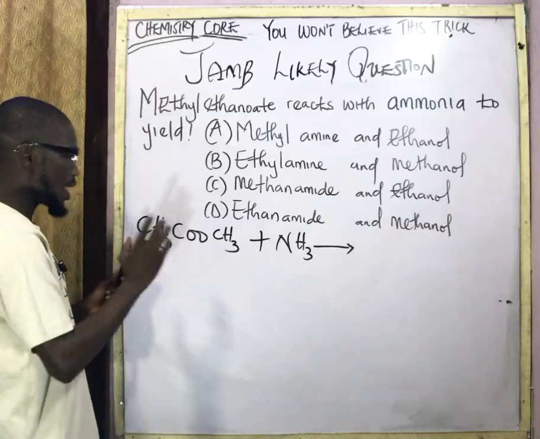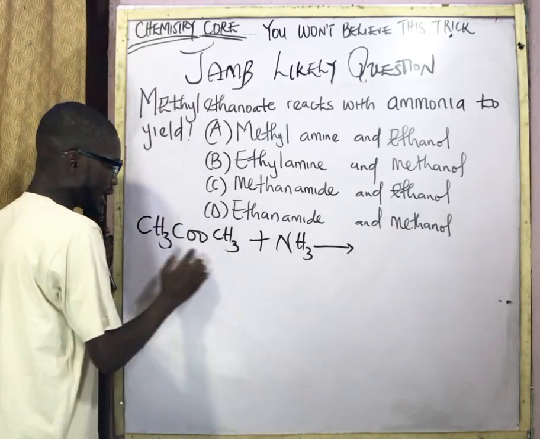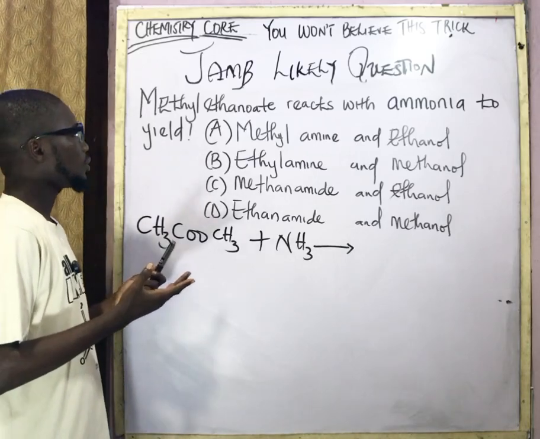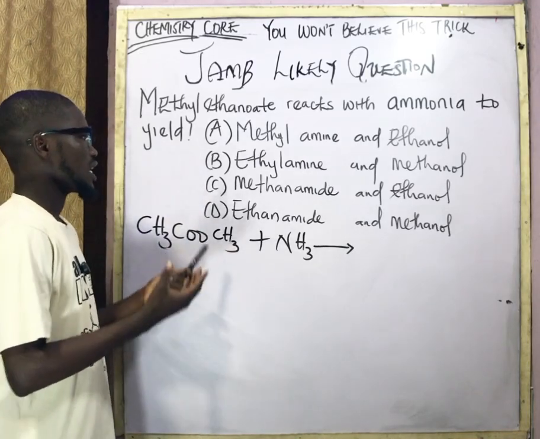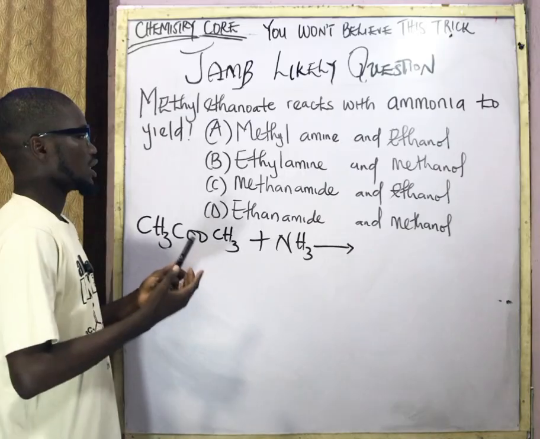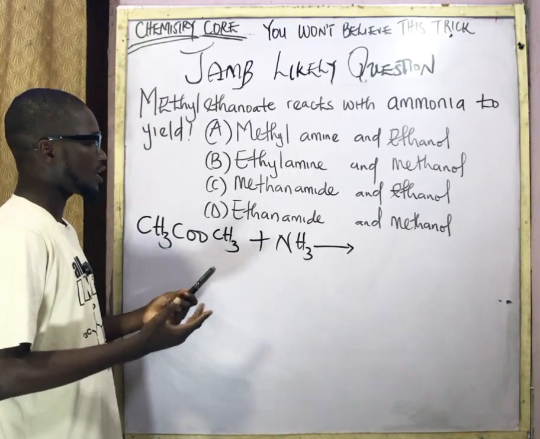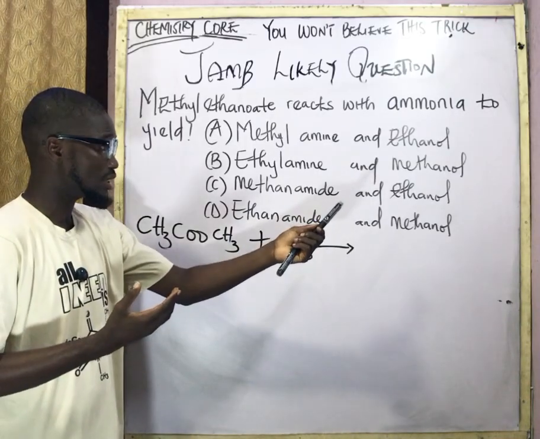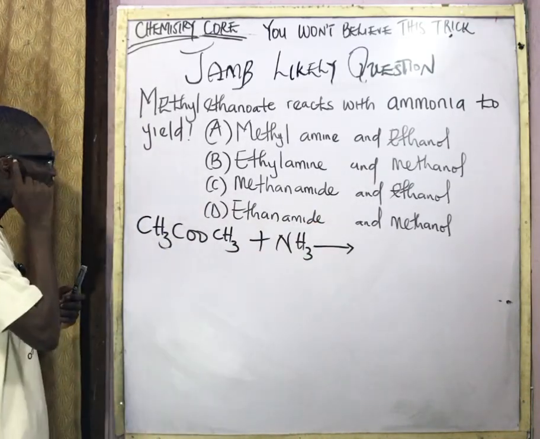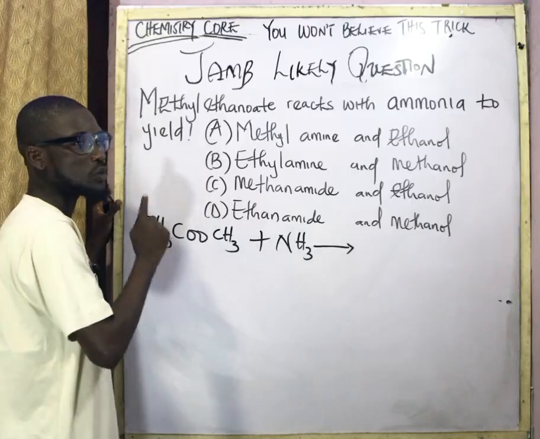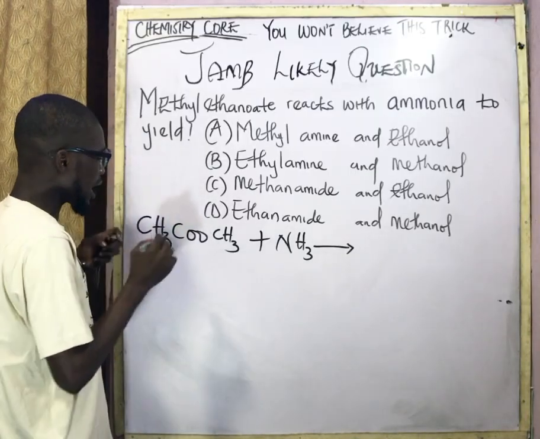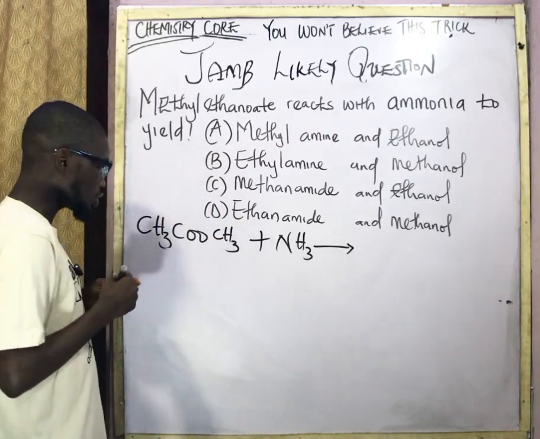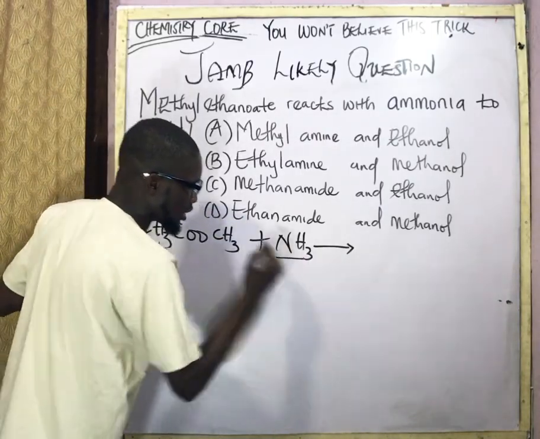So guys, we have methyl ethanoate and we have ammonia. And according to the options, we have methylamine and ethanol, ethylamine and methanol, ethanamide and ethanol, methanamide and ethanol, and ethanamide and methanol. So guys, now the first thing we are going to remove from this particular thing is, since we said nucleophilic acyl substitution, this is our amine.